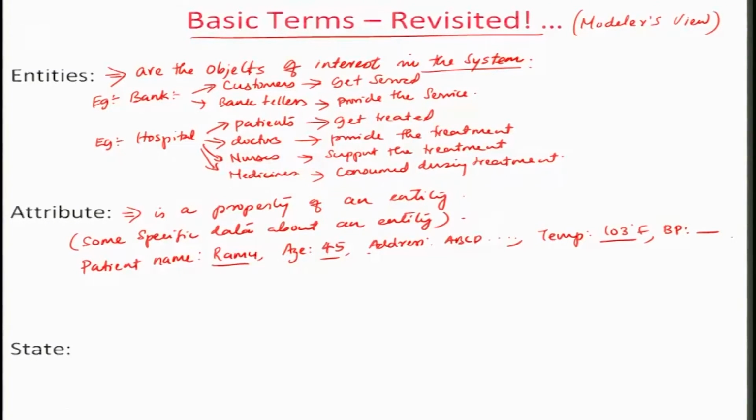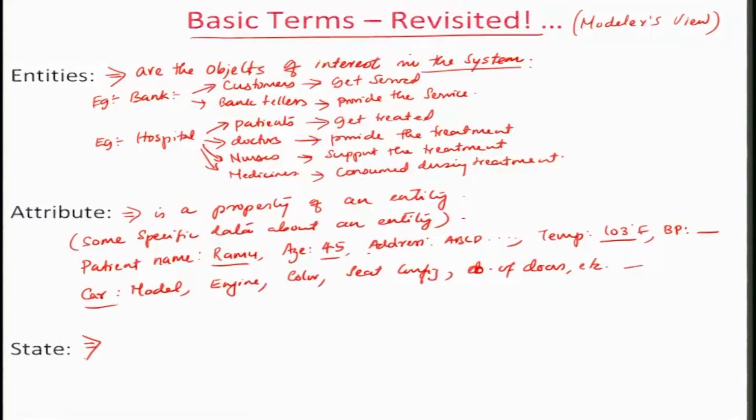The temperature and the blood pressure are all attributes pertaining to the entity of that patient. If you are talking about a car that is being manufactured, then you have the model, engine, color, seat configuration, number of doors, etc. These are all attributes of the particular entity called a car. Any entity has properties, and we use these in the simulation study to learn more about the aspects of the entity.